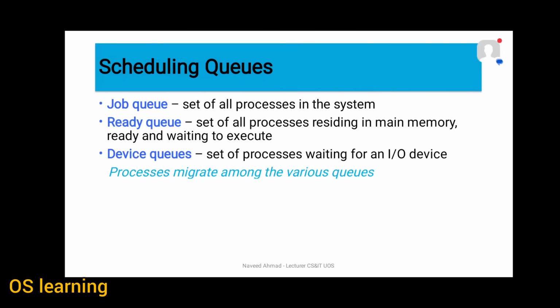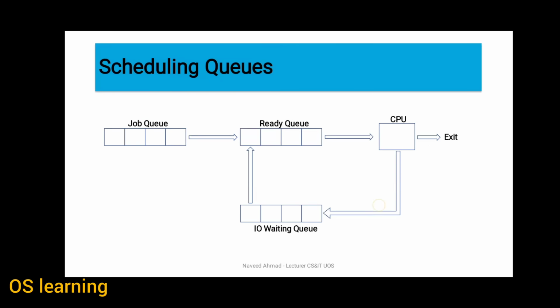The first one is first, then the second one. Then in the ready queue, all the processes residing in main memory are ready and waiting for execution. They go from the job queue to the ready queue. As the name shows, they are ready, steady, go, and waiting to execute. The device queue, as its name shows, is for processes waiting for input/output devices. If it's an input process, it waits for the input, or if it's an output process, it waits for the output. So processes migrate among the various queues.